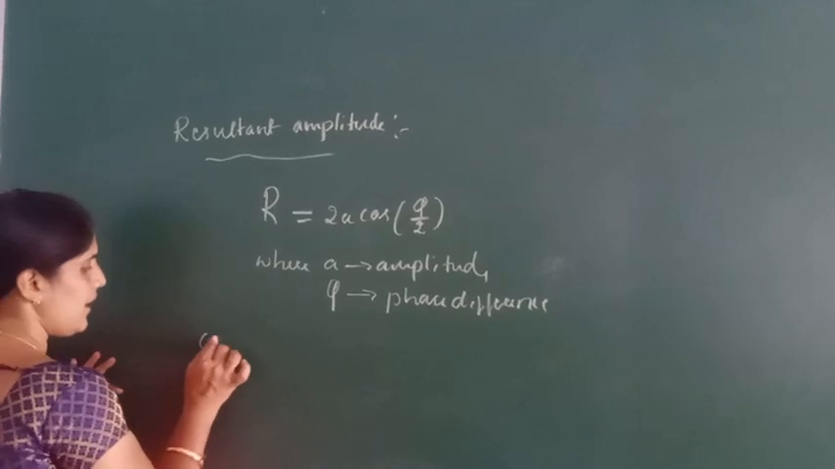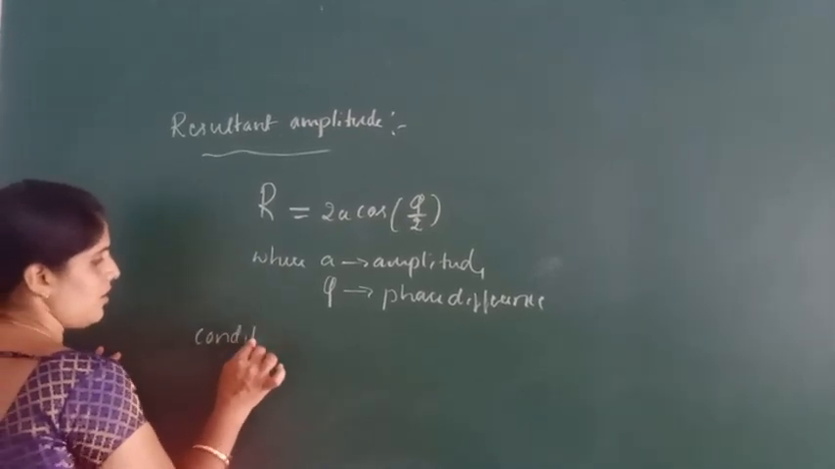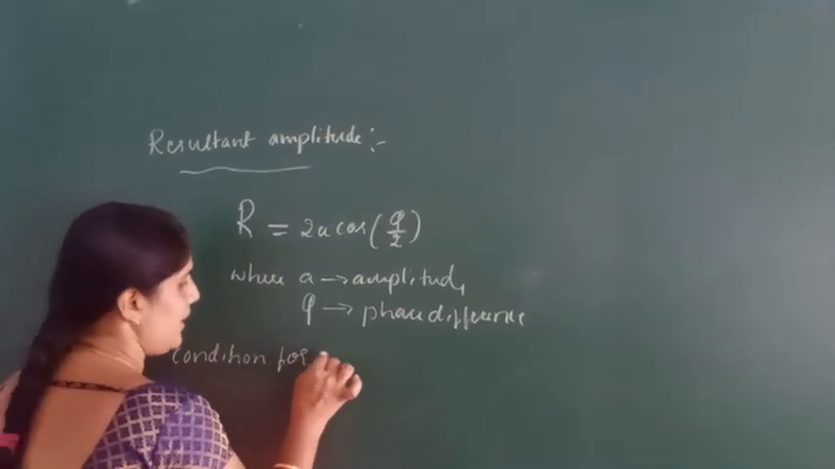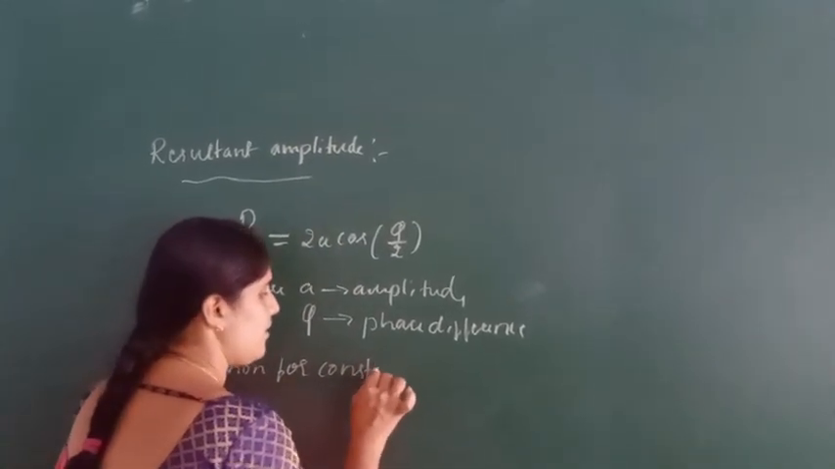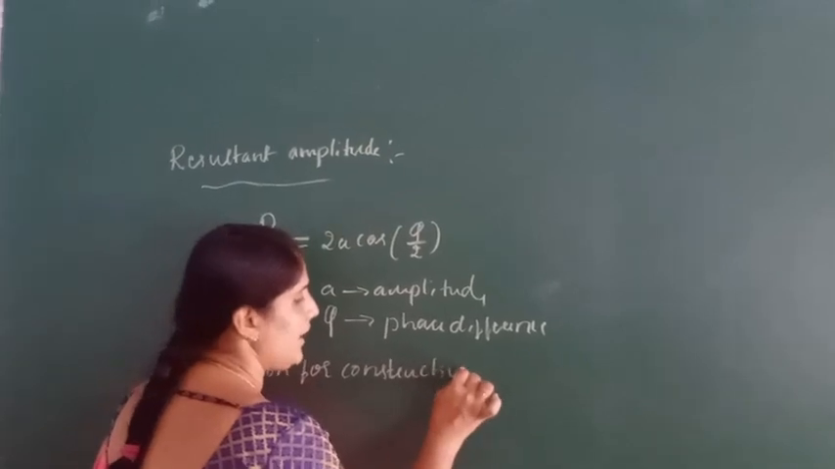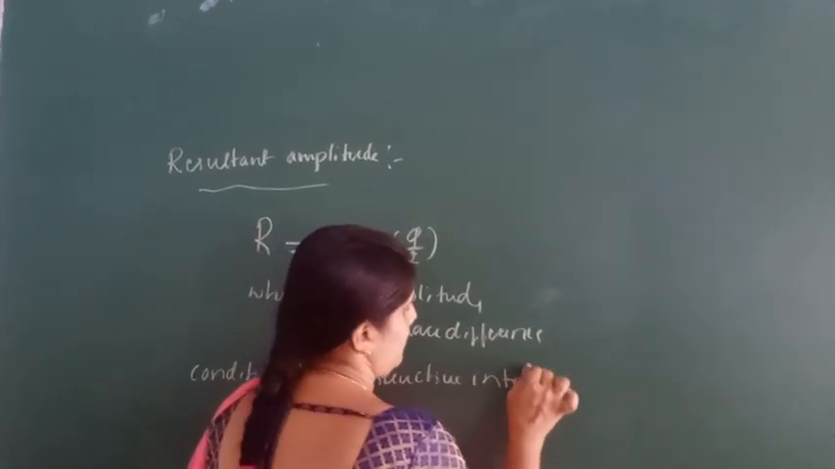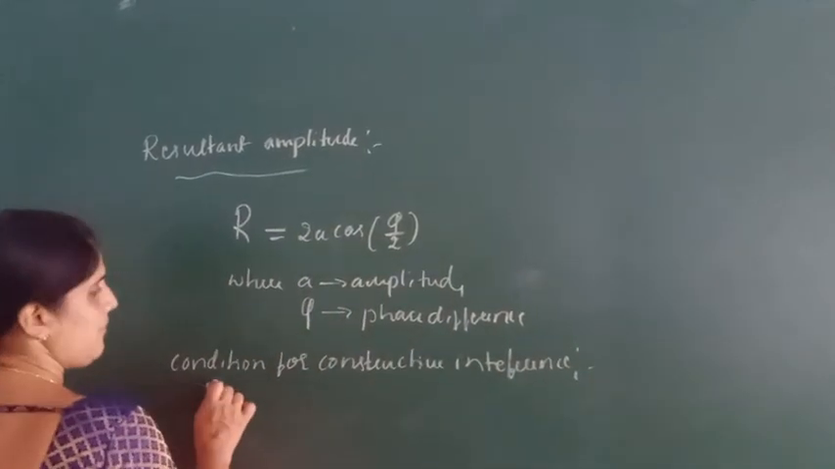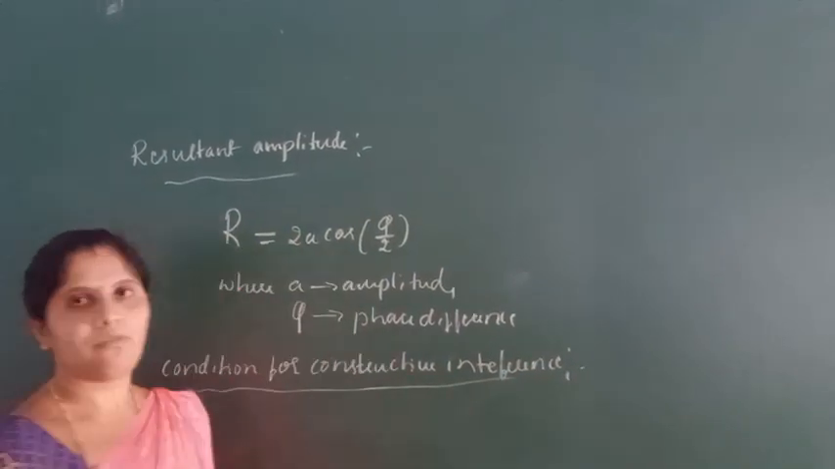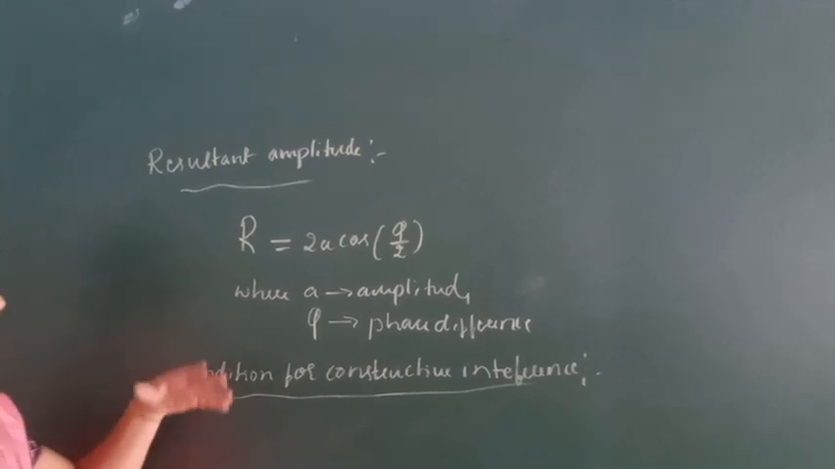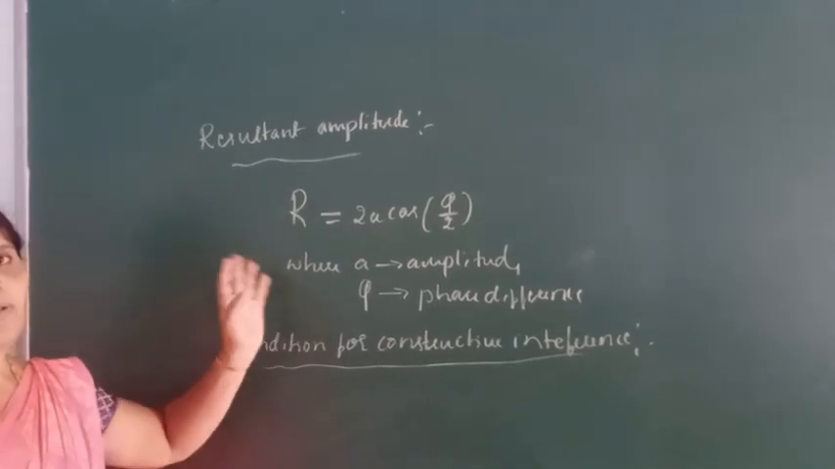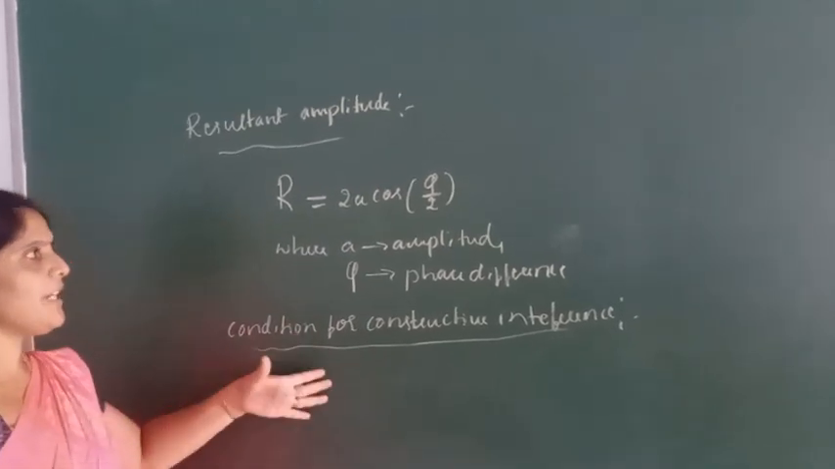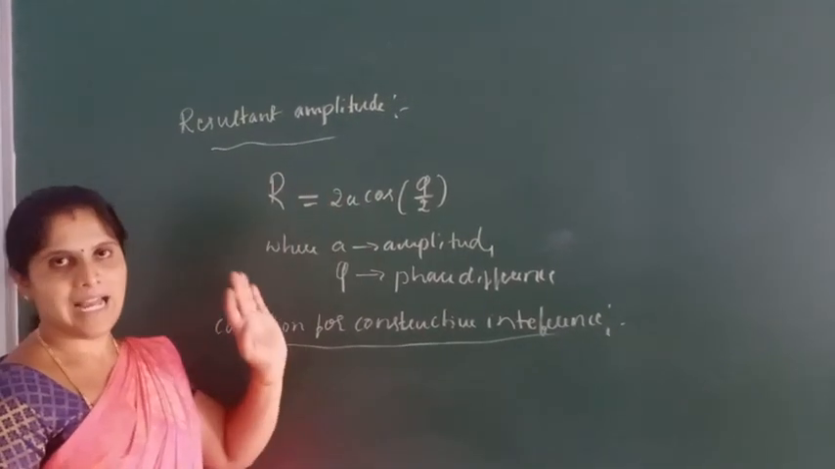First one is the condition for constructive interference. You know that for constructive interference, the crest of one wave falls on the crest of another wave, and the trough of one wave falls on the trough of another wave. As a result of this, the amplitude of the resultant wave will increase. As the amplitude of the resultant wave increases, its intensity is also maximum.